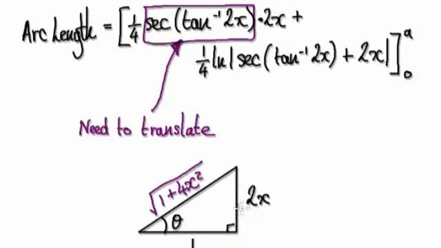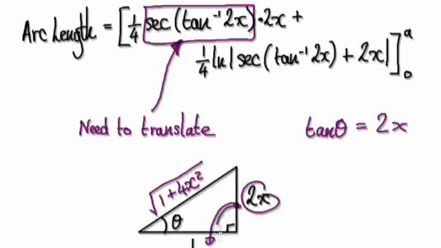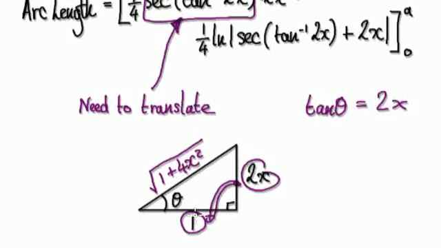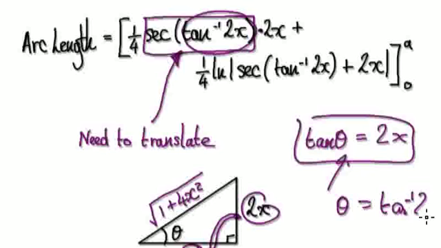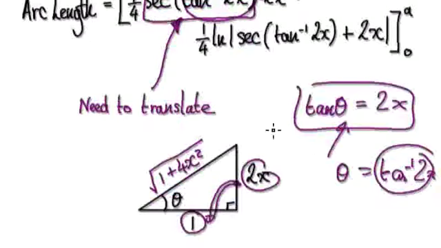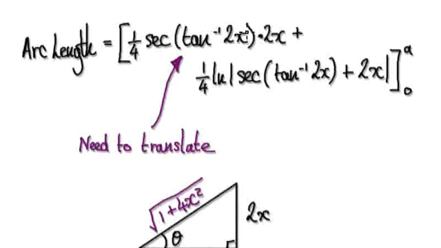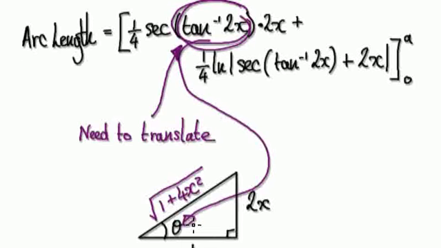So inverse tan 2x. Well, tan theta equals 2x over 1. So if you inverse tan this thing here, then theta equals inverse tan of 2x. Well, this bit here is the angle itself. It is this angle here. Think about it. If you're trying to understand what this bit means, this thing here is the angle itself. Now look at this bit. You're going to secant the angle.